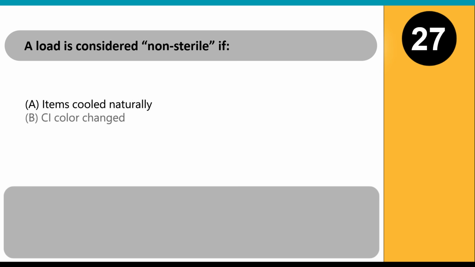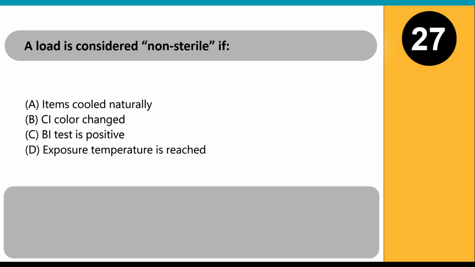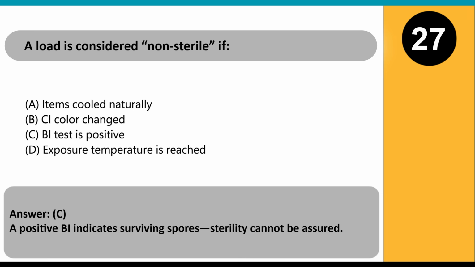A load is considered non-sterile if A. Items cooled naturally, B. CI color changed, C. BI test is positive, D. Exposure temperature is reached. Answer: C. A positive BI indicates surviving spores, sterility cannot be assured.